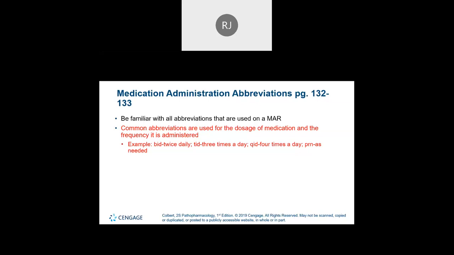On pages 132 and 133, we see some commonly used abbreviations that appear in medical records. Once you're trained as an HIM professional, you'll be reviewing medical records daily, so it's imperative that you are familiar with this common material. All of these abbreviations will be seen throughout the medical record, especially on the medication administration records, for example. You may see BID, which means twice daily, TID, which means 3 times daily, QID, which means 4 times daily, and PRN, which means as needed.